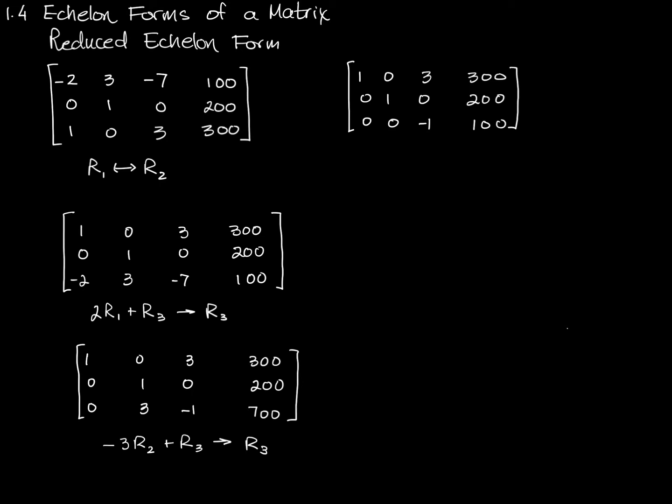Okay, so now we have this matrix in echelon form. This is what we call echelon form. We have entries in each of the 3 pivot positions, and we have zeros below all of the pivots. So that's in echelon form. But the next thing we need to learn how to do is to put it into reduced echelon form.